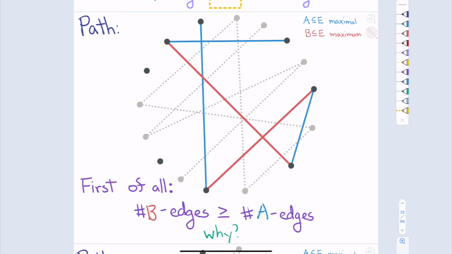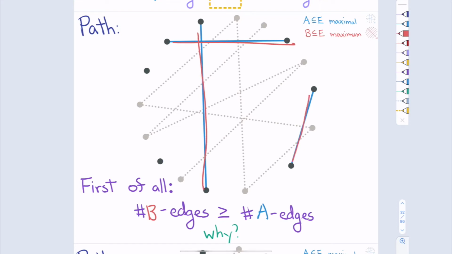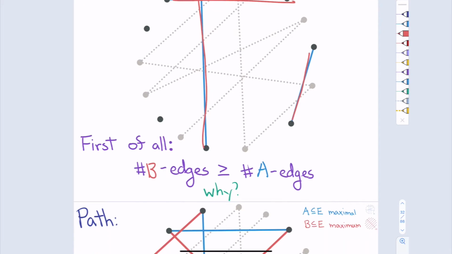Okay, so I can erase these two and make these red. And I would have still a matching because there's no other incident edges out there. So I can actually swap along alternating paths. So if there were more blue edges than red, I could have increased the size of the red, which we're not supposed to be able to do if red is really as big as possible. Okay, so that's one side.